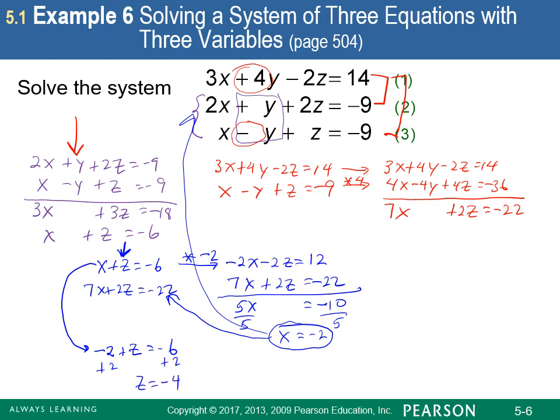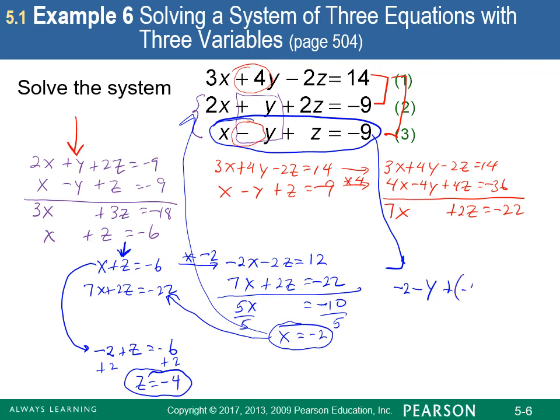so now that we have 2 of the answers, we need to take one of the equations. I'm kind of partial to this bottom one here because it has less numbers. So x, that's a negative 2, minus y, that's what we're looking for, plus z equals negative 9. So we can put the negative 2 and the negative 4 together, and that would be a negative 6.